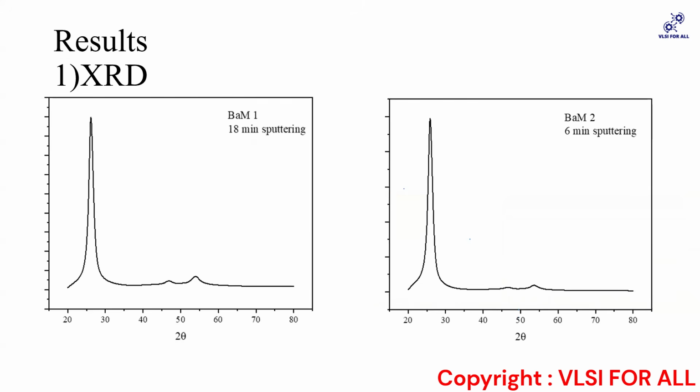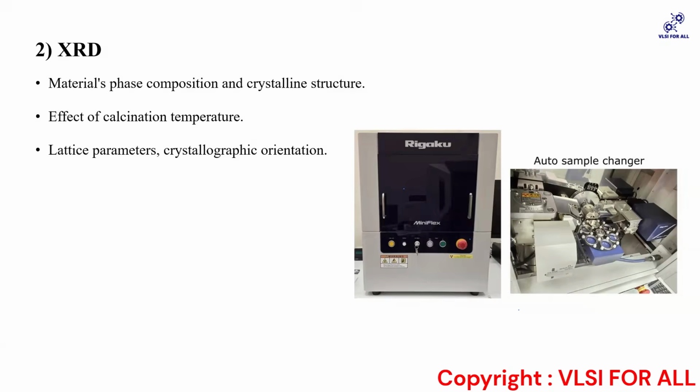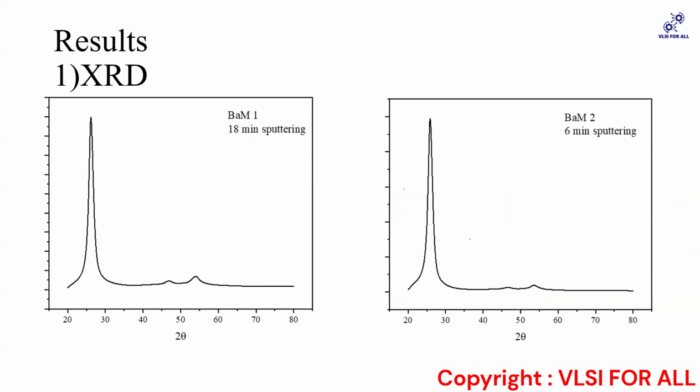These are the results for the XRD of the material. By looking at these two images, we can see that one material was sputtered for 18 minutes and the other for 6 minutes. In 18 minutes, we are able to see that both XRD structures are the same, because the material which we have deposited is in the PVD form, the sputtering.